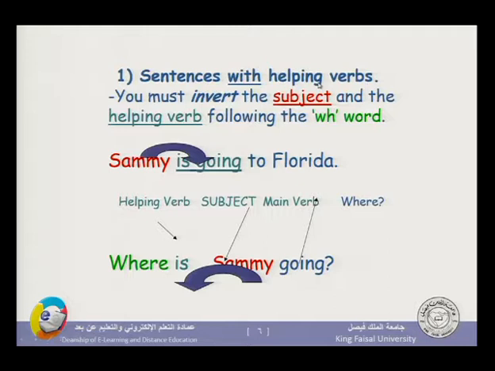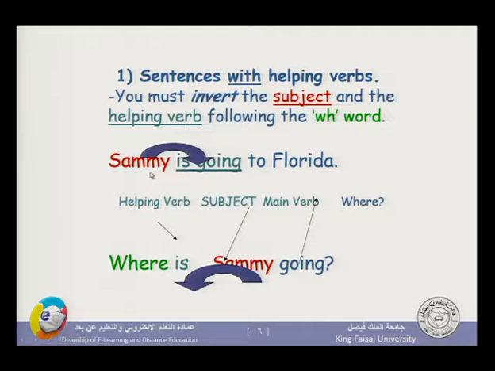Helping verbs are auxiliary verbs, the same. And like is, are, was, were, do, does, all these are helping verbs or auxiliary verbs. In this case, when you have sentences with helping verbs, you can ask a WH question by inverting the subject and the helping verb following the WH word.